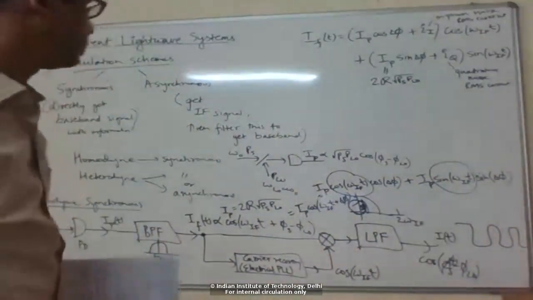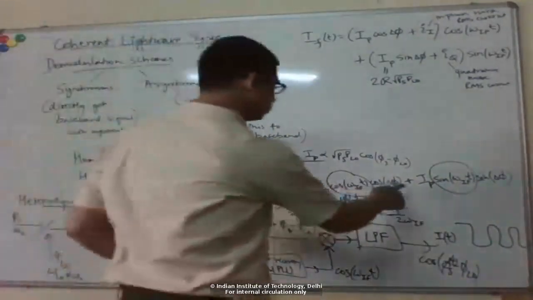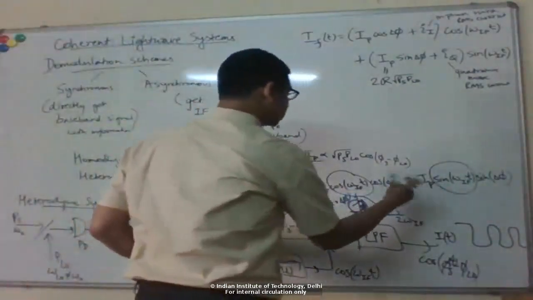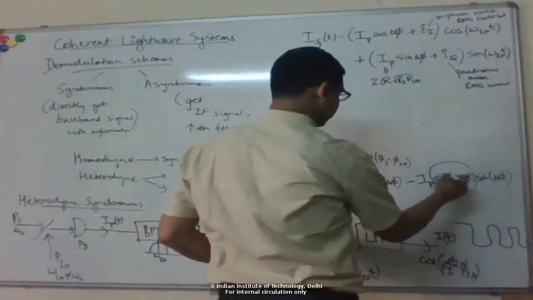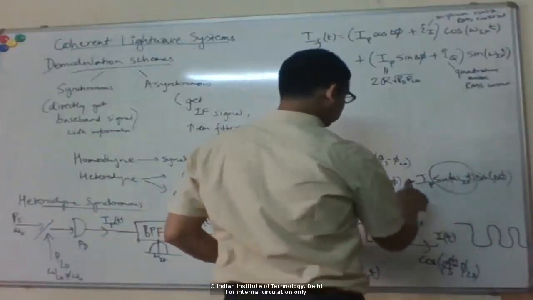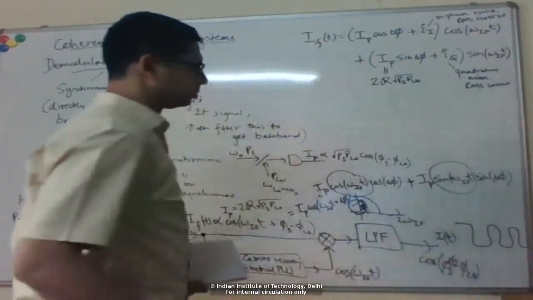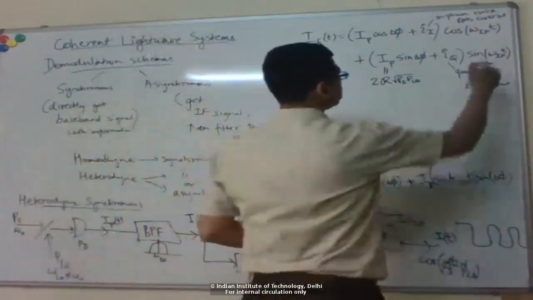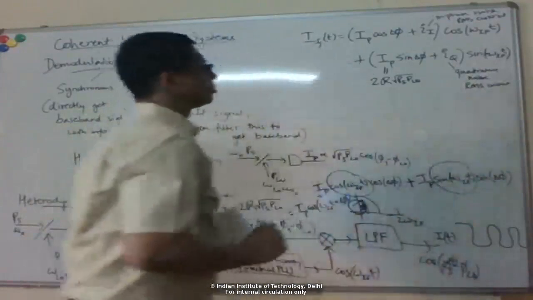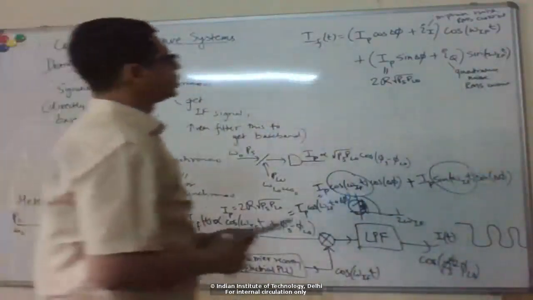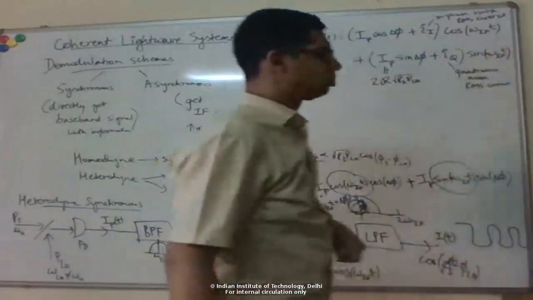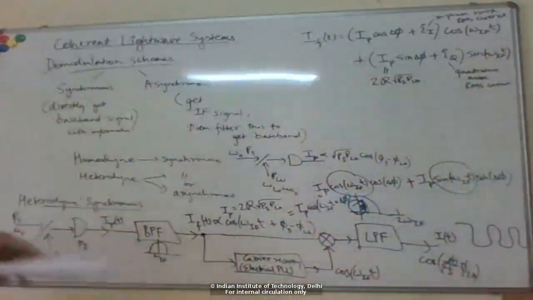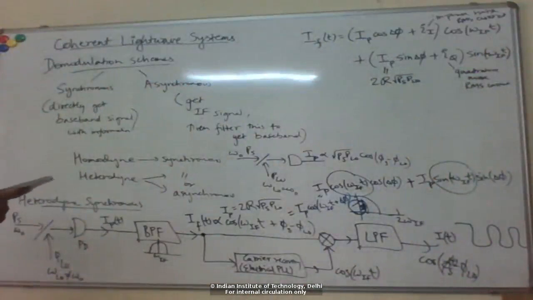There's a question: will it be minus? It doesn't matter. Maybe there's a minus here, but you can include the minus with the carrier if you want. So this will be like cosine omega t and cosine omega t plus pi by 2. But that minus sign doesn't really matter.